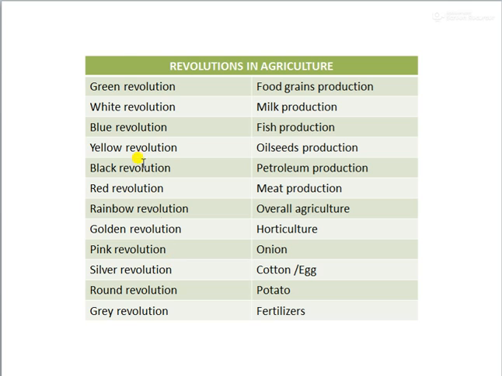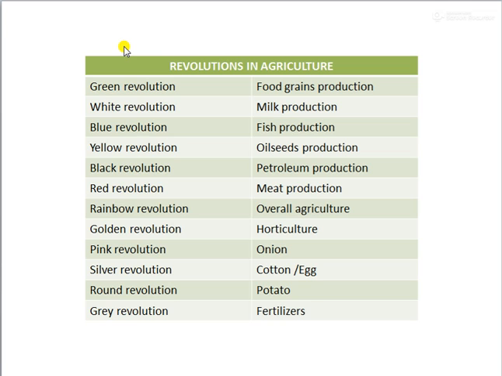Then revolutions in agriculture. We are seeing the scope of agriculture. First one is green revolution, which is associated with food grain production. White revolution, which is associated with milk production. Blue revolution, associated with fish production. Yellow revolution, associated with oilseed production. Black revolution, which is associated with petroleum production. Red revolution, that is associated with meat production.